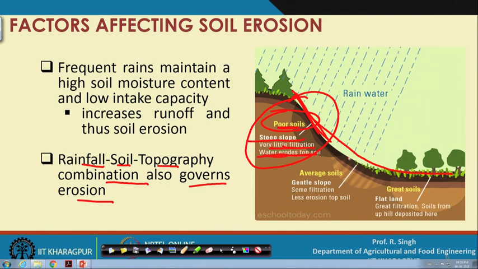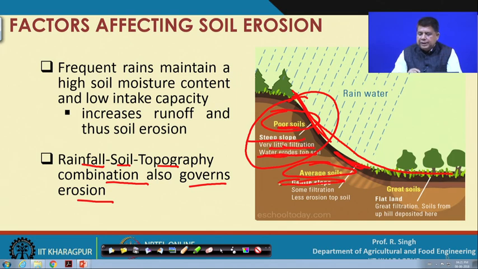If we go a certain distance down along the slope, then we will reach a place where the soils are average and the slope becomes gentle. Here the soils were poor and the slope was steep, here soils are average and the slope is gentle, and that simply means there will be some infiltration taking place in here, and that simply means that the amount of runoff generated from the rainfall occurring over this portion will be much less, and thus the erosion of the topsoil will be much lower.